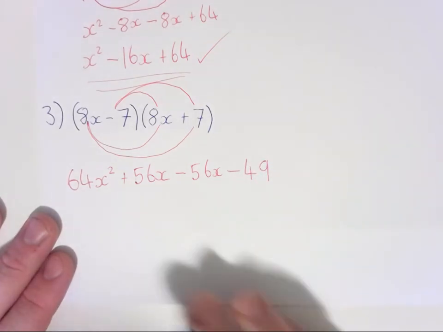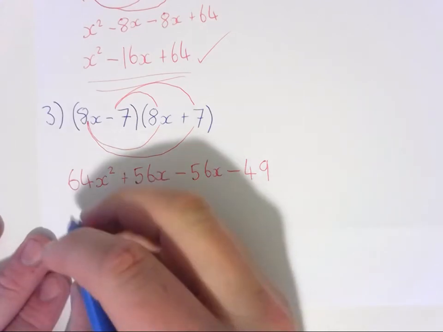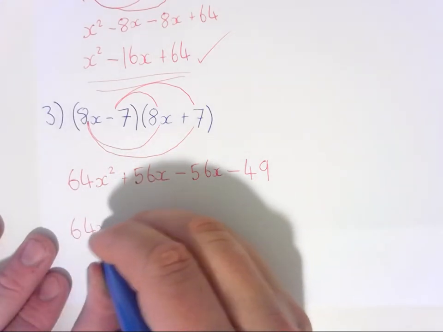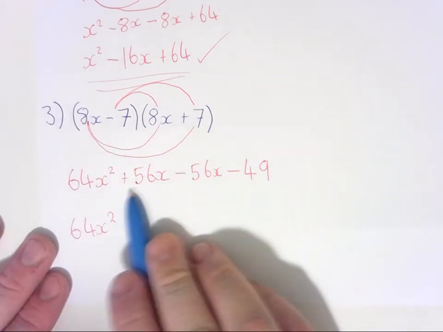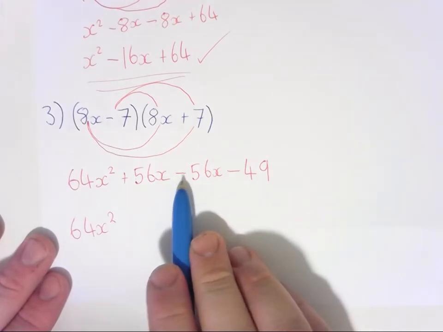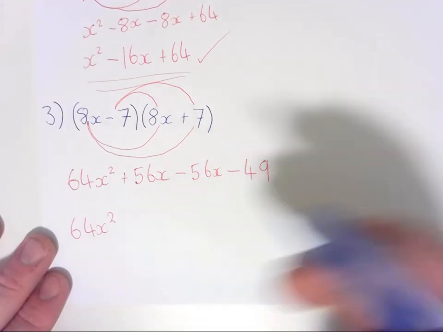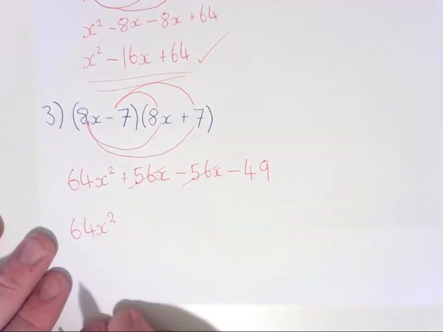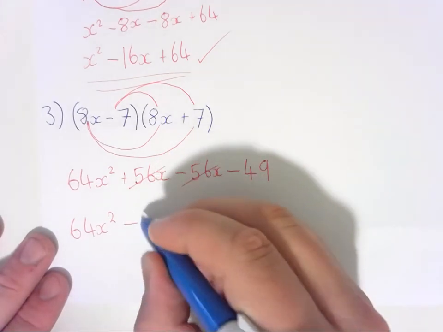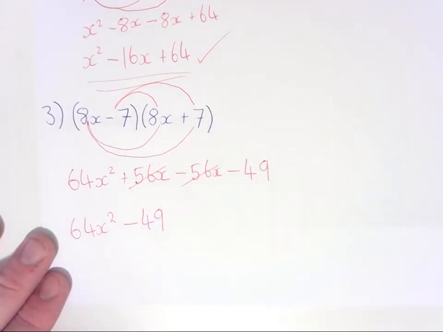Now again, collect our like terms. 64x squared. Positive 56x take 56x is just 0, so they just cancel, take 49. Just like that. Final answer.